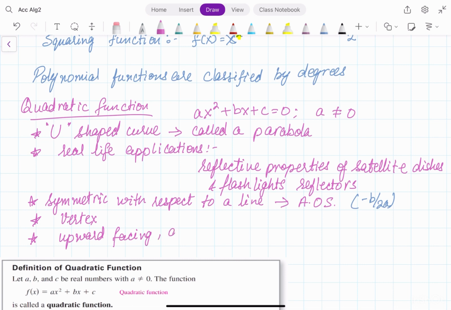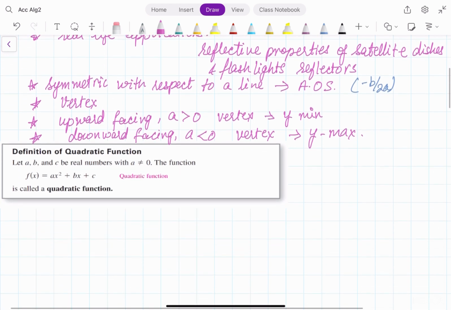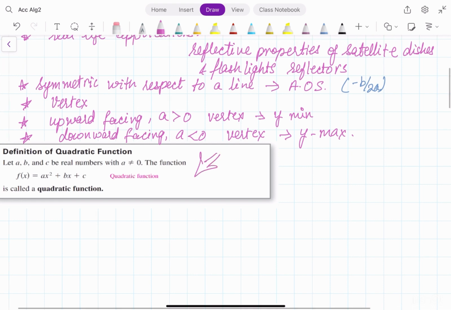The curve will be upward facing when a is greater than 0, and downward facing when a is less than 0. A downward facing curve means we are looking for negative ax squared. An upward facing curve will show y as the minimum value, and a downward facing curve will show y as the maximum. The reason is that with a U shape, the y coordinate of the vertex is the minimum point. After that, the y will only increase.